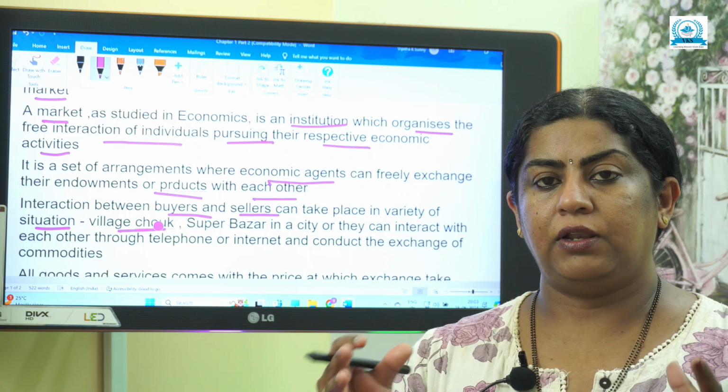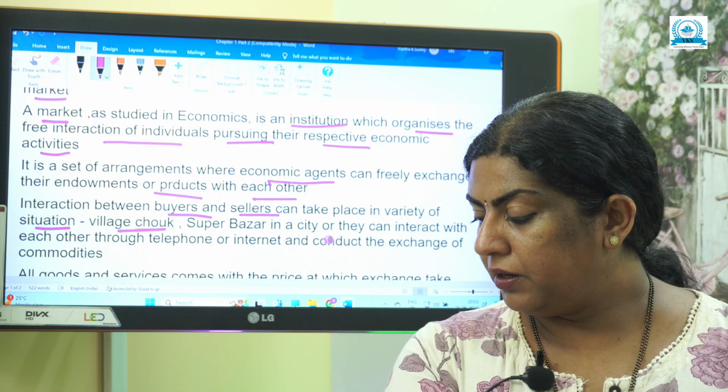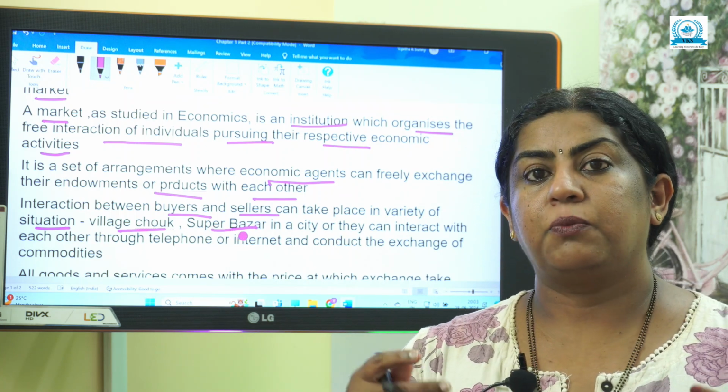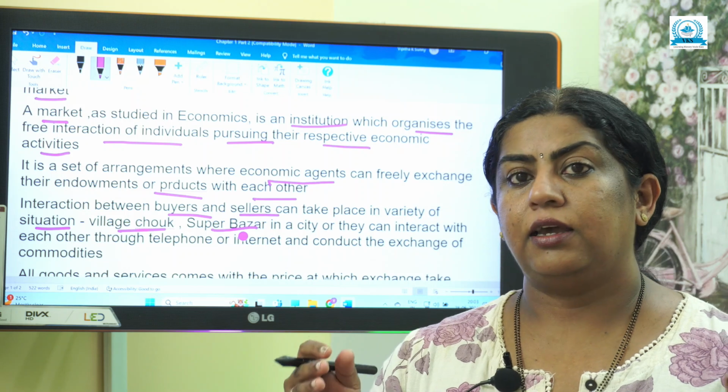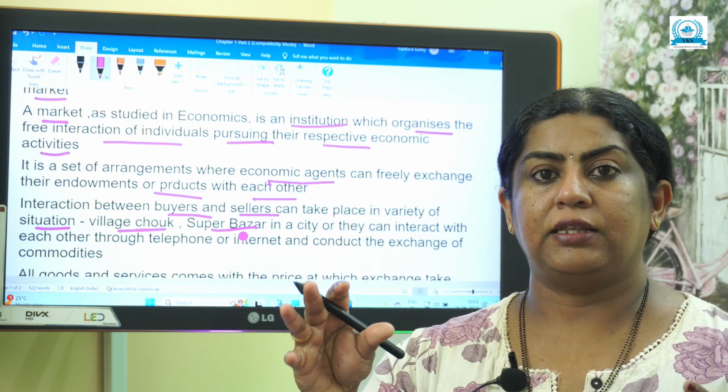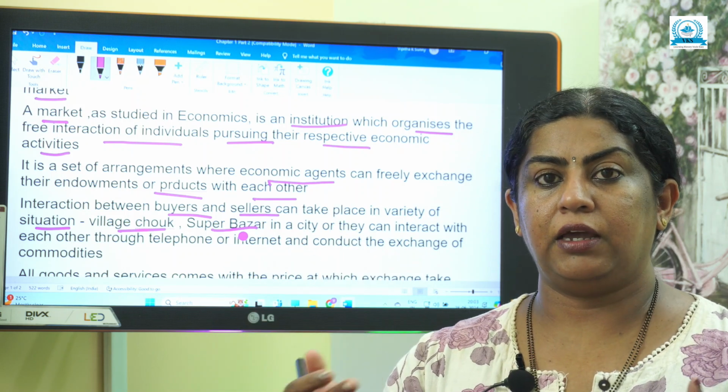It may happen in a village chowk, or it may happen in a super bazaar, a supermarket in a city. There products will be kept by the sellers and buyers will come there and buy it.